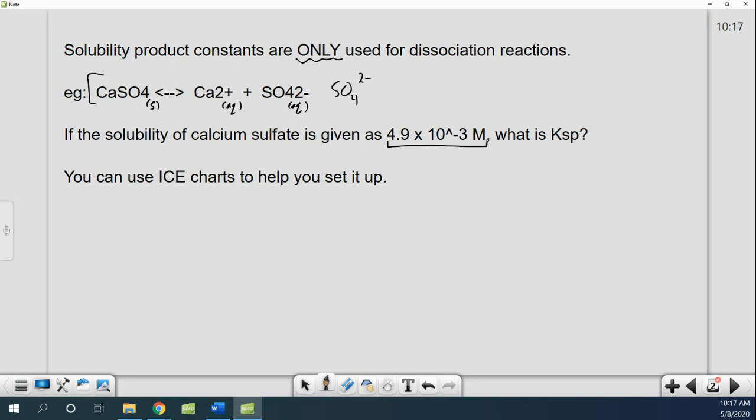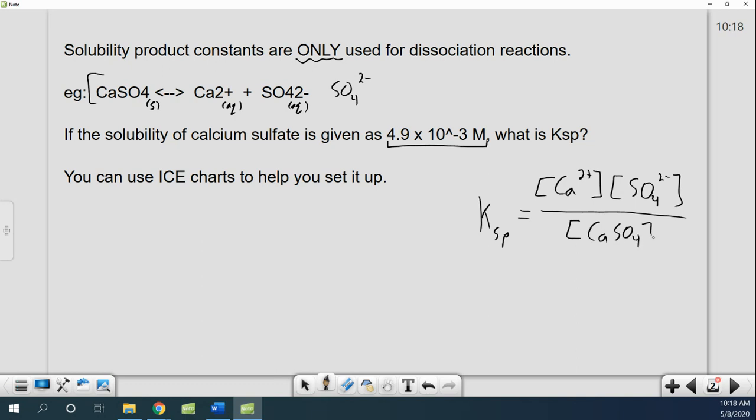Now you can use ice charts to help you set it up, but let's look at the equation first. KSP, and here's the beautiful thing about it. It's the exact same as equilibrium. It's products over reactants. So it's going to be whatever our concentration of calcium is times our concentration of sulfate. And if you look here, neither of them have a coefficient, which means I don't need to square anything. Divided by the concentration of my reactant, calcium sulfate.